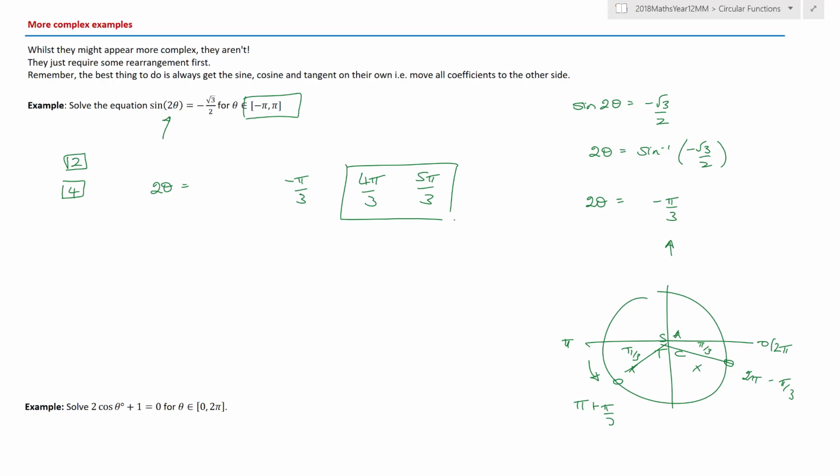Checking, how do I now get all the rest of my solutions? Well, simply by adding 2 pi onto each of these values. Why? Now you're going to probably turn around and say, well, hold on a moment, are we dealing with 2 theta? We are, but at this moment in time, I've just done the inverse sine. So I'm actually still dealing with my standard sine curve, so I can still deal with my standard period. And just to check, if you take away 2 pi from 5 pi on 3, you get minus pi on 3. So that's good.